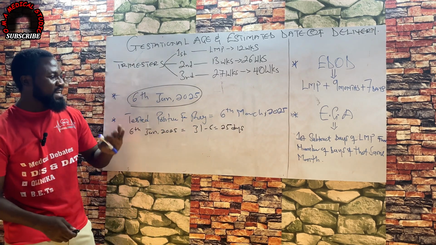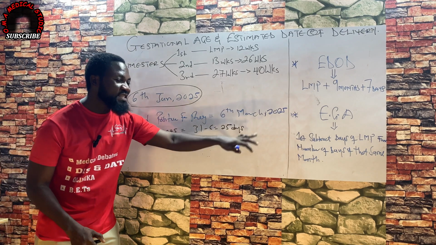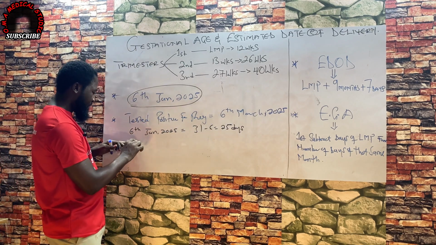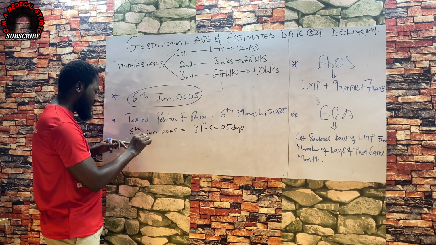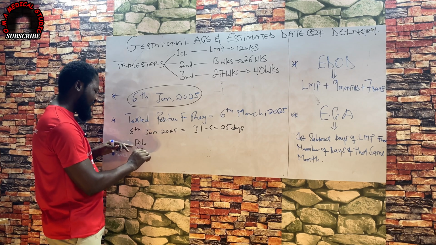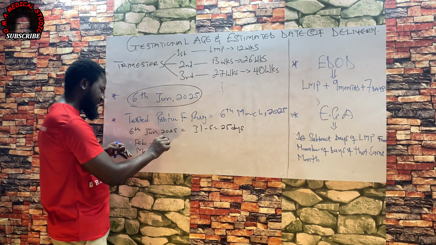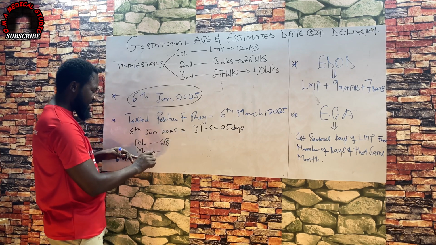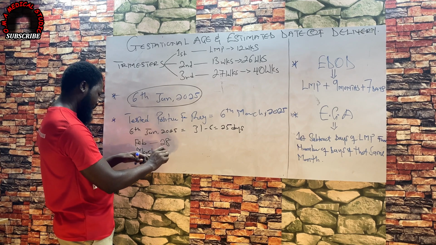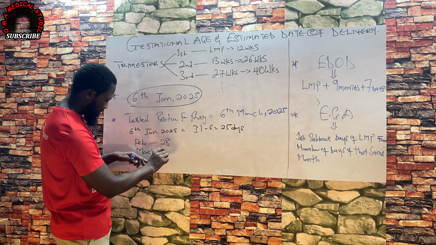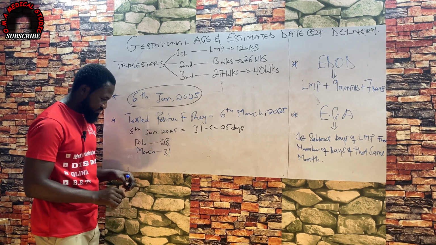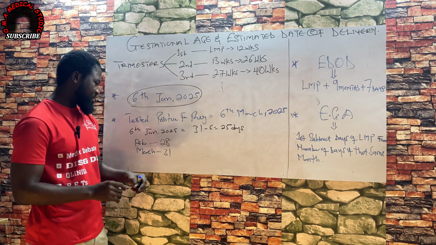Then we are going to list down the number of months up to 6th March. So January, we have what? February, and then we have what? March. February is how many days? 28 days. And then March is how many days? 31 days. March is also 31 days.